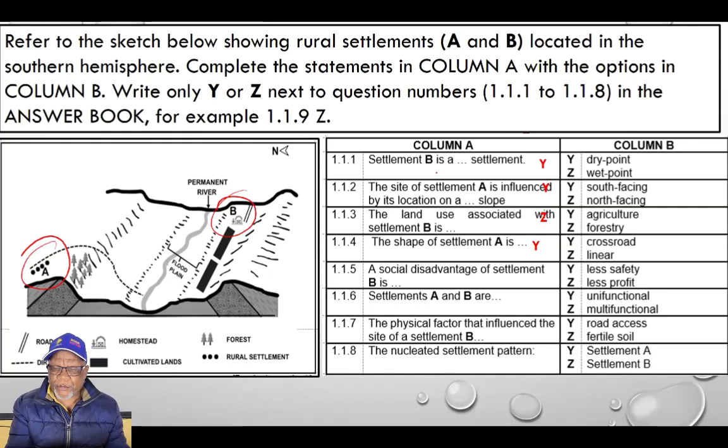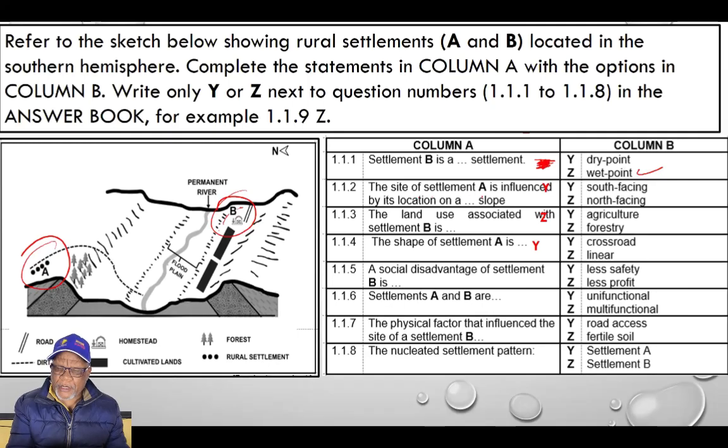Now it says settlement B is a dash settlement. Is it a dry point or is it a wet point settlement? So you can see there is B there, and you can see it's very close to a floodplain, but it is also found along the river. So for settlement B, it is not Y. It is a wet point because you can see it is closer to a permanent river. So it's going to become a wet point, not a Y here. I think this Y is a mistake there.